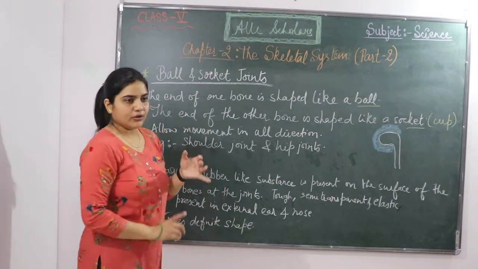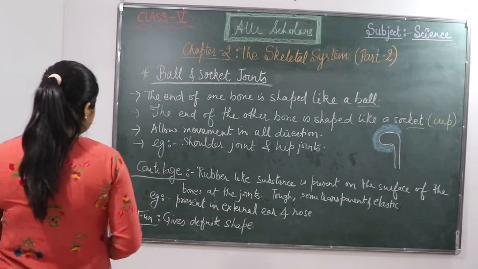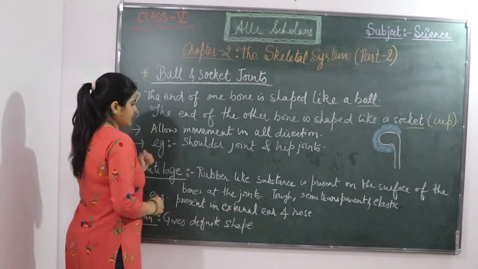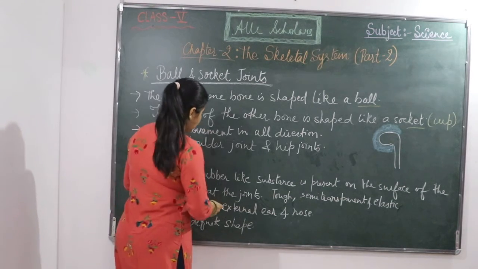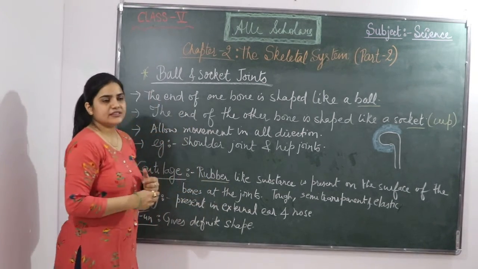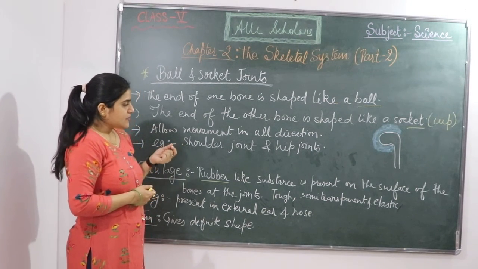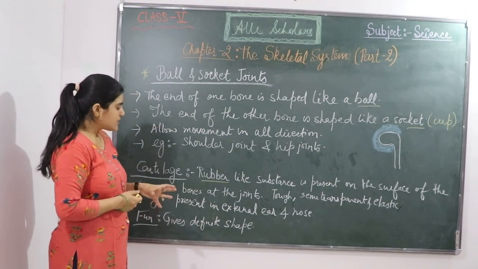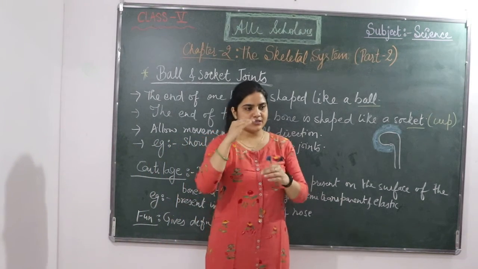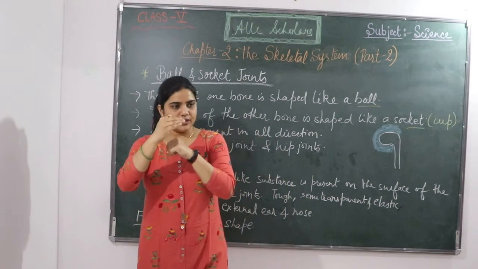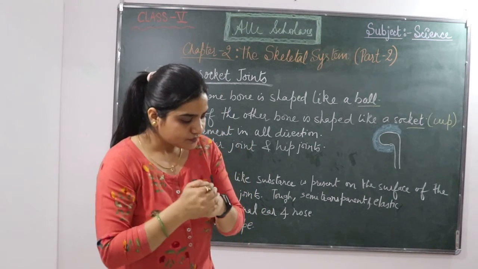So this was about all the 4 types of joints. One more term we would like to see is cartilage. Cartilage is a rubber-like structure. It is present on the surface of the bones at the joint.